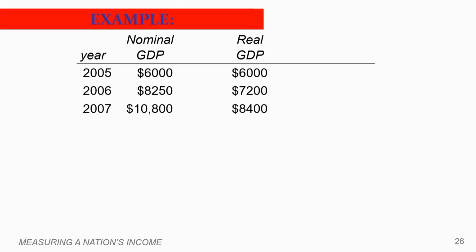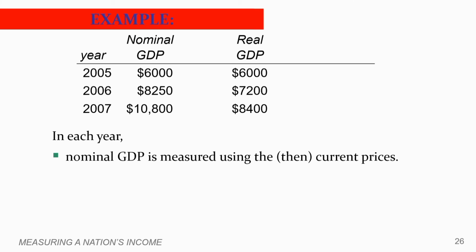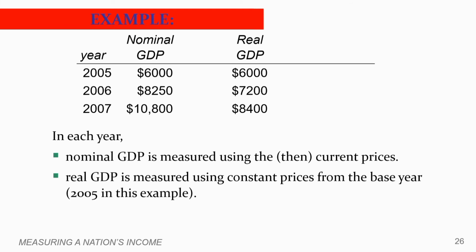Here's the summary of the answers or the figures that we derived a while ago. We will now calculate the growth rates in nominal and real GDP. And also we'll calculate the inflation rates. So in each year, nominal GDP is measured using the current prices. Real GDP is measured using constant prices from the base year. So 2005 in this example.